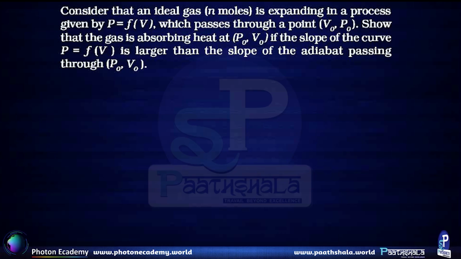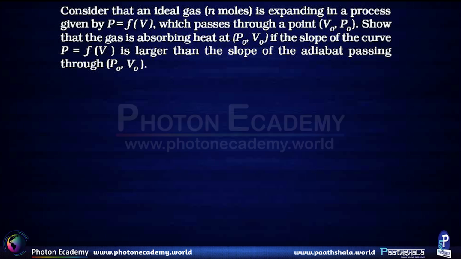Consider that an ideal gas of n moles is expanding in a process given by P = f(V), which passes through the point (V0, P0). Show that the gas is absorbing heat at (P0, V0) if the curve P = f(V) has a larger slope than that of the adiabatic passing through (P0, V0).